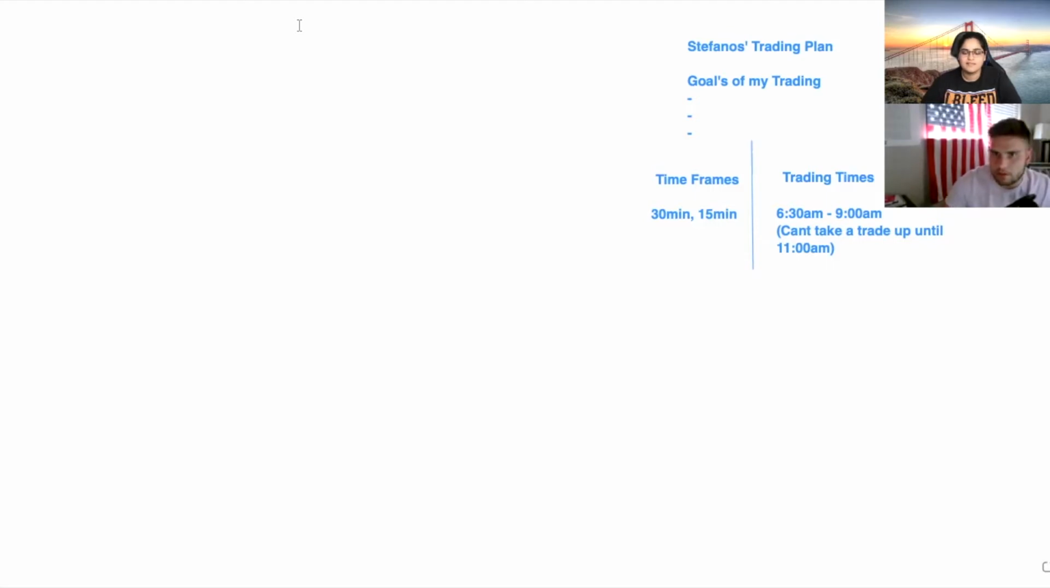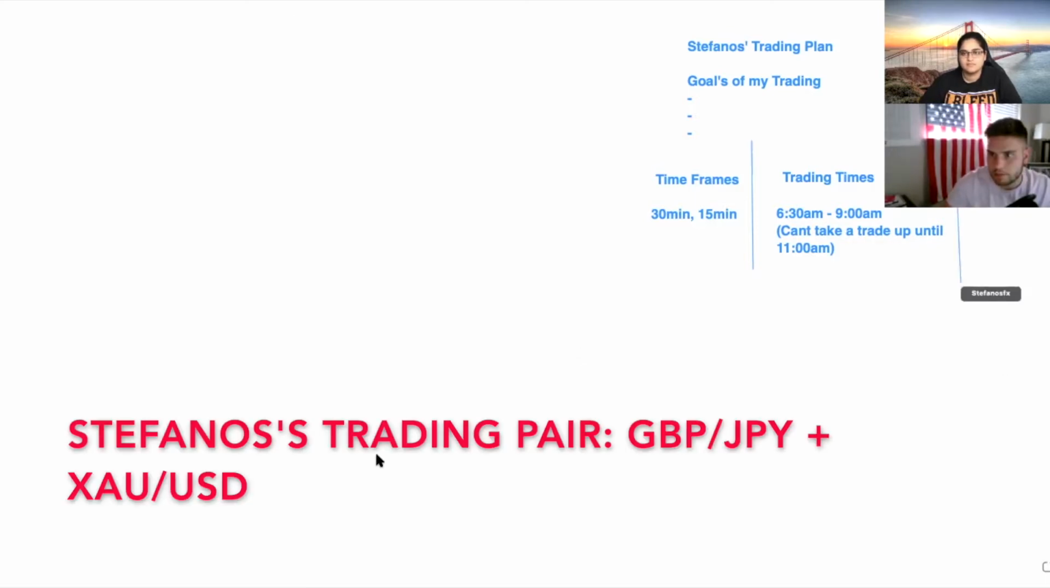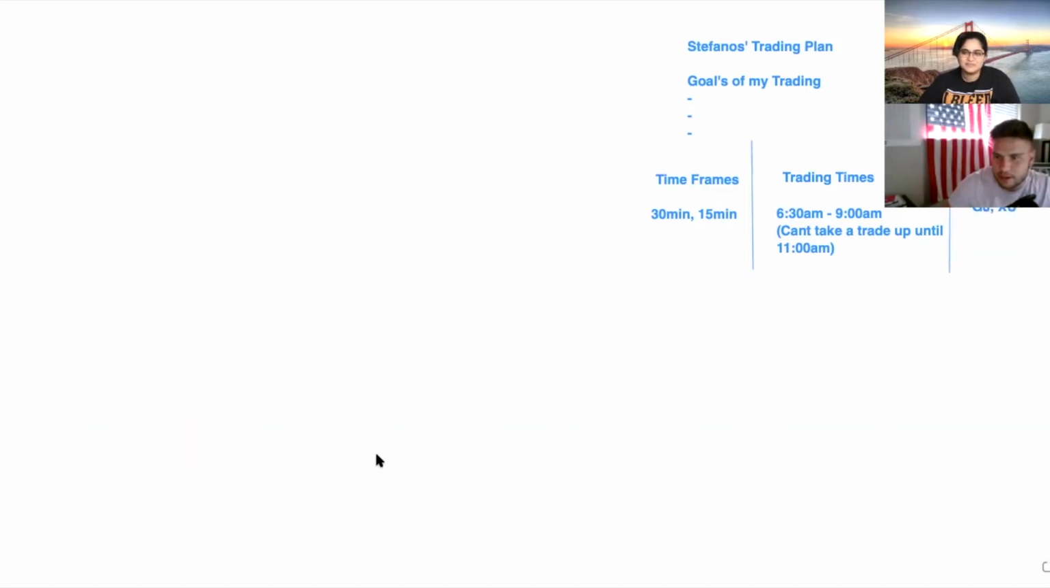All right, so the last little column you're going to have to the right is going to be your pairs. Which pairs do you focus on? And then we'll draw our little separator right here. For me, it's going to be GJ and gold. And that could be whatever. Okay, so that's going to be your trading plan over here.